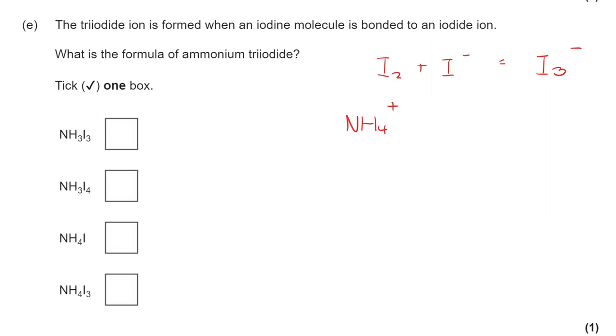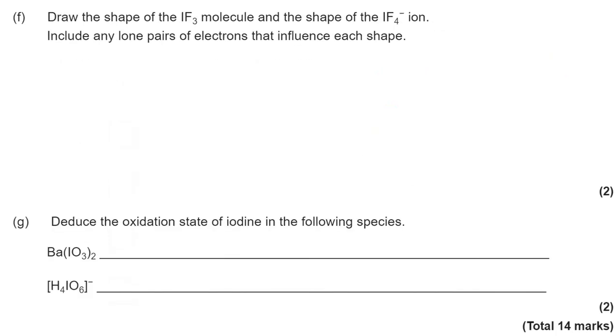You also need to know that NH4 has a +1 charge. Now if I put those together, and I'll use the seesaw, this is now balanced. 1 NH4+, 1 I3-, and that means the correct answer is NH4I3.